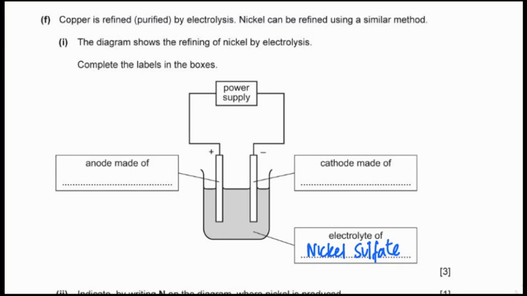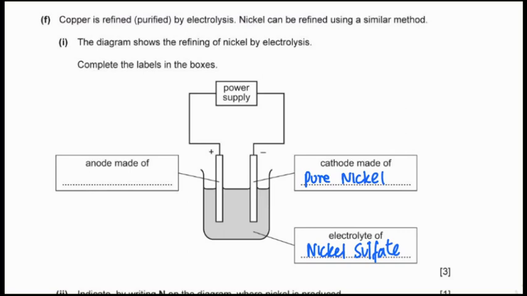Now the cathode we know attracts the cations, so it's the cathode in which the metal is going to build up on, because all metal ions are cations. So we want this to be made of pure nickel. If we don't make it out of pure nickel, then we're just going to add more impurities to our cathode, and we're not going to get the pure nickel that we want. So it must be made of pure nickel as a starting point.